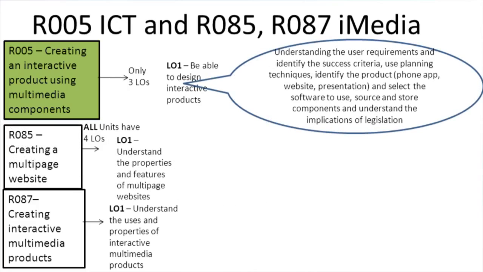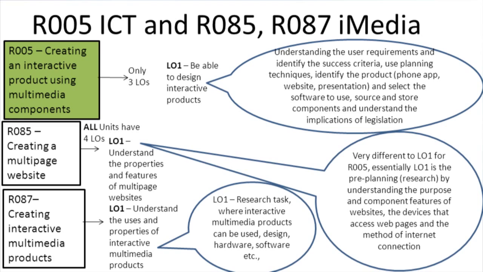For example, for R085 LO1, candidates are identifying from a range of multimedia websites the component features of these websites in the public domain, the devices used to access the web pages, and the methods used to connect to the internet. Candidates should then be applying this knowledge to both the target audience and the client requirements for LO2.